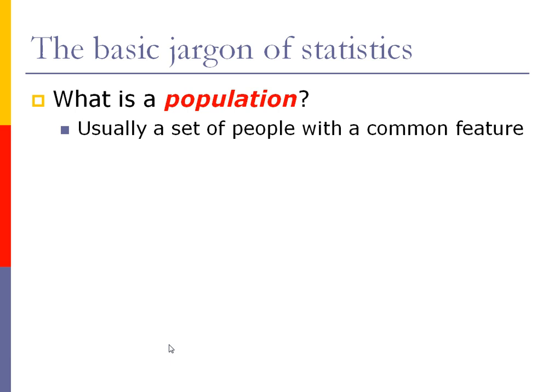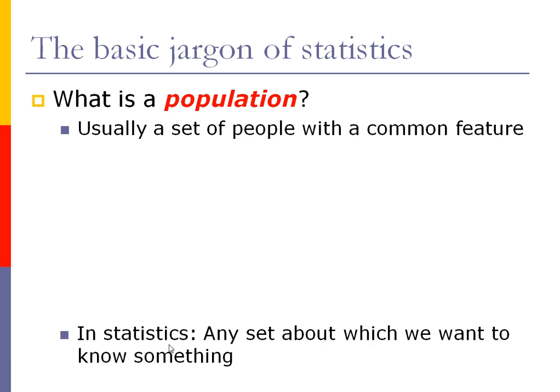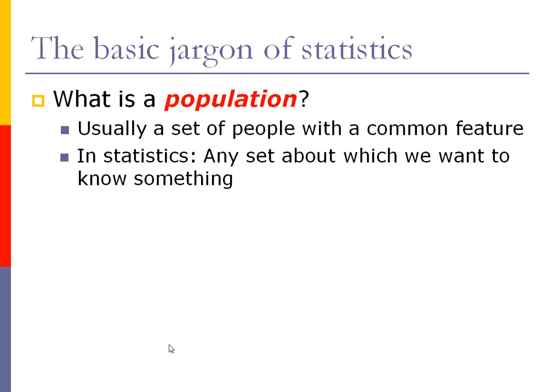The population of Canadian people of Italian origin, or all those people who came from Italy or whose parents or grandparents came from Italy. So it's just a set of people who have something in common. Now, this same meaning can be used in statistics, but in statistics we use the word population a little bit more widely. In statistics, any set about which we want to know something is called a population. So it doesn't necessarily have to consist of people, it can consist of something different.